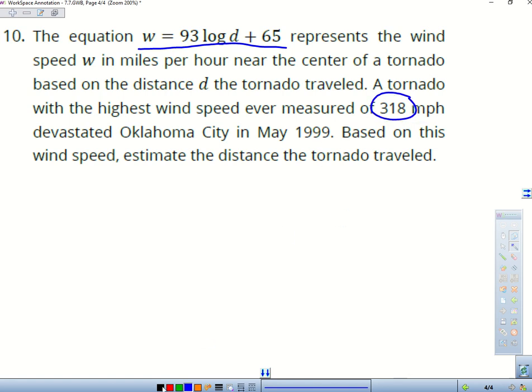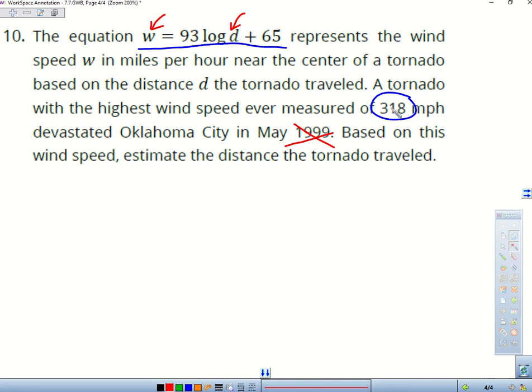Now, this is where they try to give you that 1999 to kind of throw you off track. But it's really irrelevant. There's nothing in this equation that indicates time. This is wind speed and this is distance, right? So automatically I see that time is not relevant here. Does everybody see how I was able to determine that?